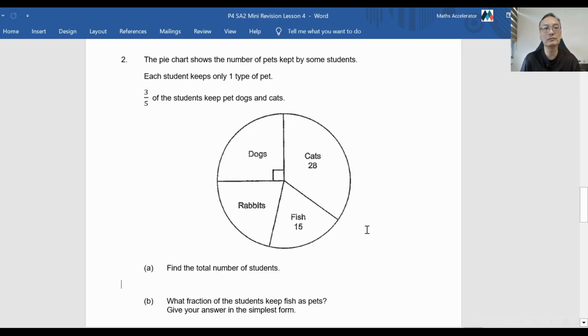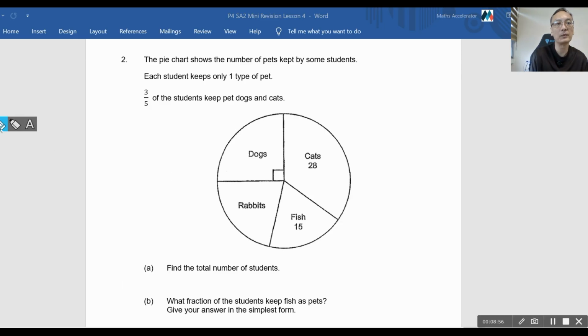This is question 2. The pie chart shows the number of pets kept by some students. Each student keeps only one type of pet. 3/5 of the students keep pet dogs and cats. A. Find the total number of students, and B. What fraction of the students keep fish as pets? Give your answer in the simplest form.